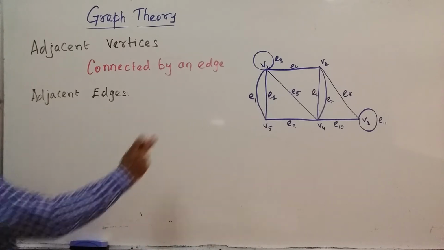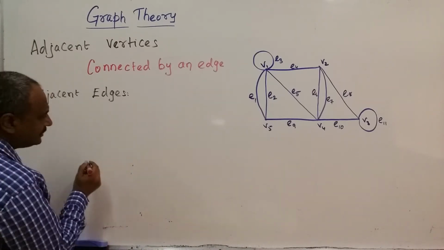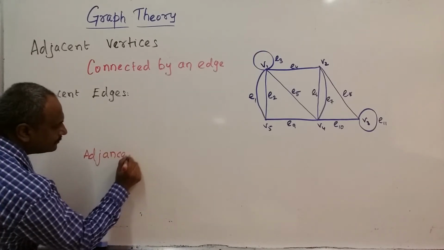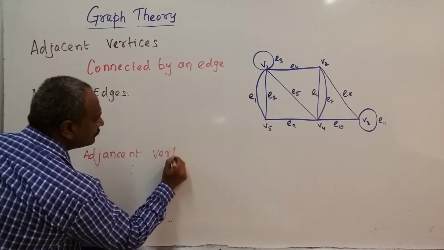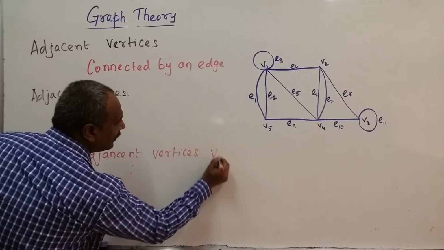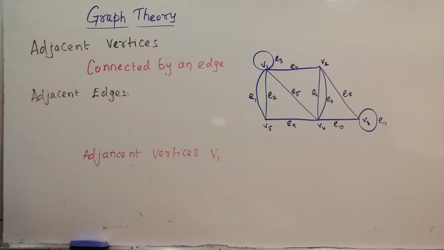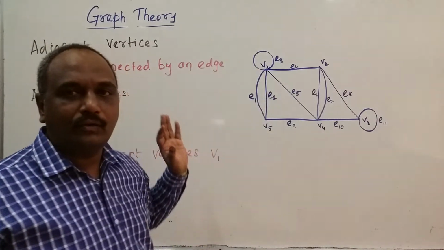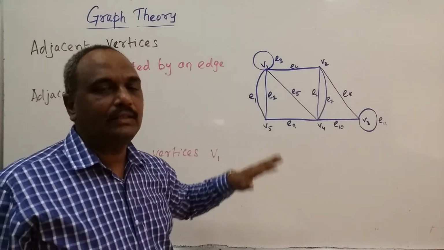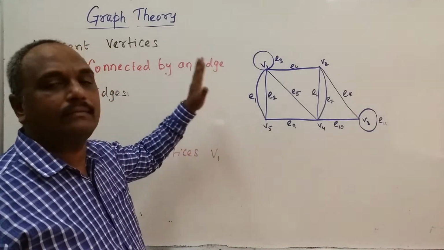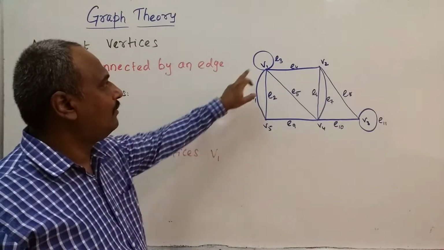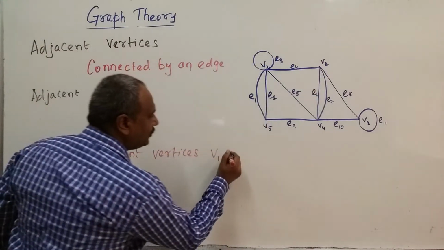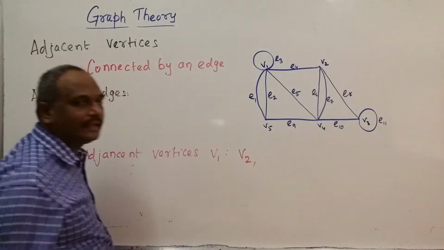See, for example, I am going to check the adjacent vertices of, let me take V1 for example. V1 is connected to which vertices through an edge? When I take V1, V1 is connected to V2. So V2 is an adjacent vertex.